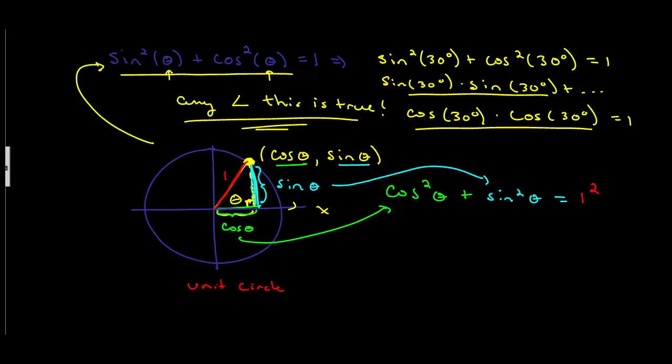If we do a little bit of rearranging with our terms, we end up with sine squared theta plus cosine squared theta is equal to 1 squared, which is 1. And that's the proof.